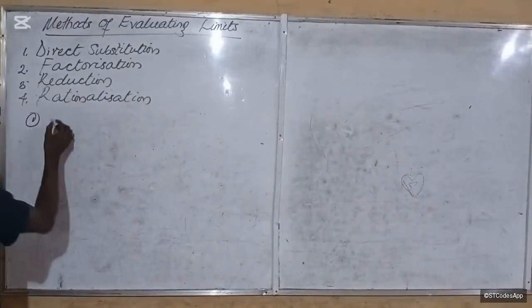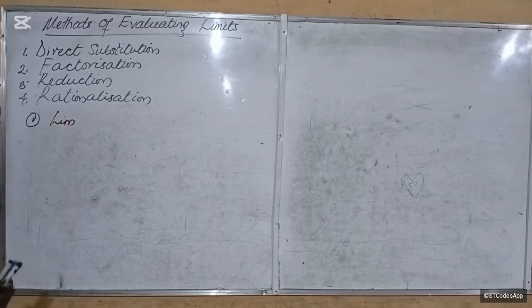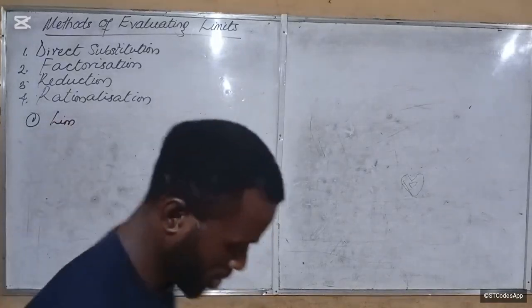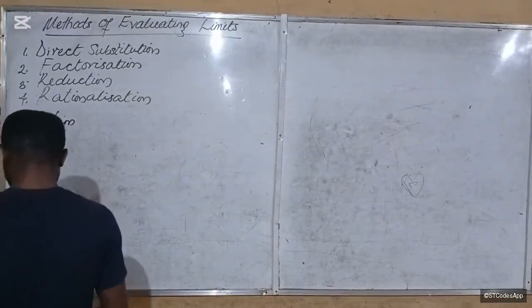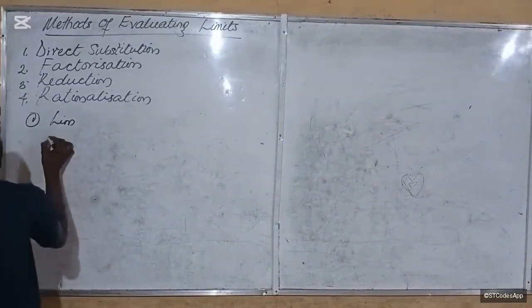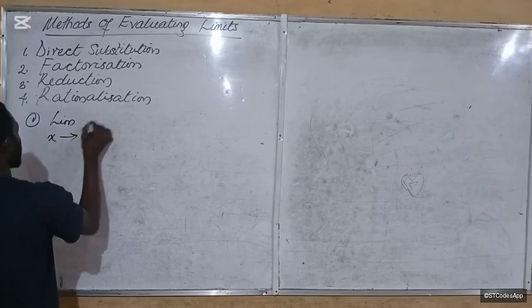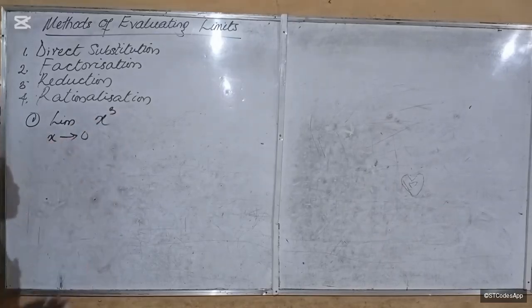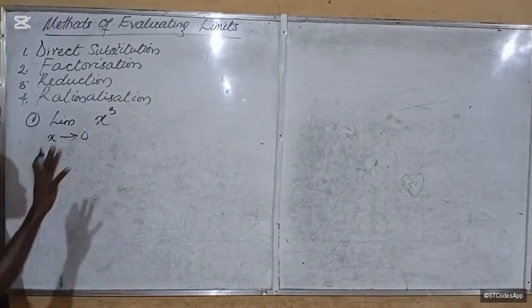So the first one says find the limit as x approaches 0 of x raised to the power 3. When you have a question like this, it is very simple.